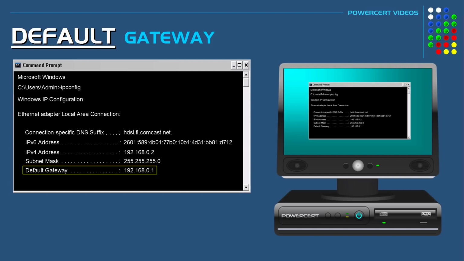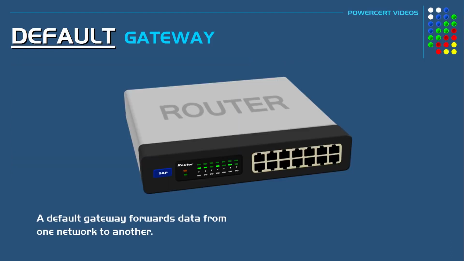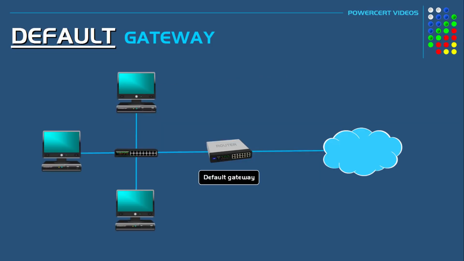So you might be asking yourself, what is a default gateway? Simply put, a default gateway is a device that forwards data from one network to another, and the majority of the time this is going to be a router. For example, here we have a local area network. Here is the router, switch, and the computers. And on the other side of the router we have the internet, which is another network.